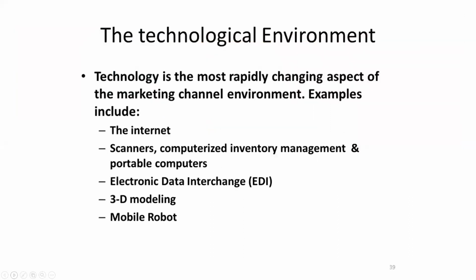The next most important is technological environment. Technology is the most rapidly changing aspect of the marketing channel environment. Technological environment constitutes innovation, research and development in technology, technological alternatives, inducements, and also technological barriers to smooth operation. Technology is one of the biggest sources of threats and opportunities for the organization, and it is very dynamic. Examples: the revolution in internet, scanners, computerized inventory management, portable computers, EDI, that is electronic data interchange, artificial intelligence, 3D modeling, mobile robots, business analytics, and so on.